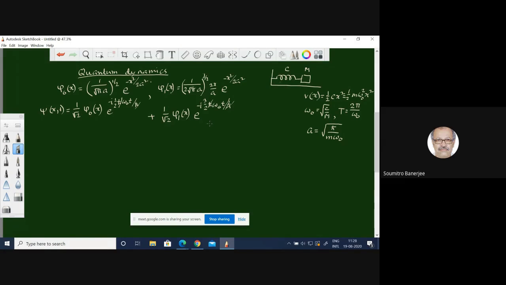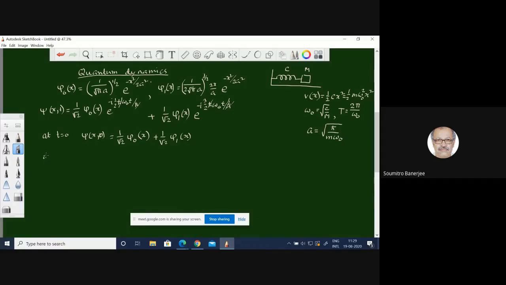Now let us consider what is the actual thing when t is equal to 0. So at t is equal to 0, what will remain? Then Ψ(x,0) will be, this will go to 0, this will go to 0, therefore 1. So it is 1 by root 2 ψ0(x), and this will go to 0. So plus 1 by root 2 ψ1(x), right?